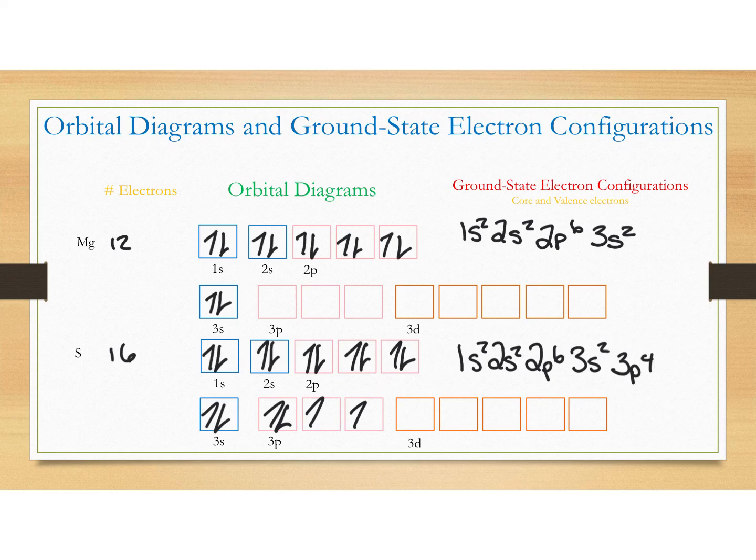Now, where are my valence electrons? How many valence electrons does magnesium have? Magnesium, the highest energy level is 3. So I have 2 valence electrons. What group does magnesium reside in? It resides in group 2A. So I have 2 valence electrons, and it is in group 2A.